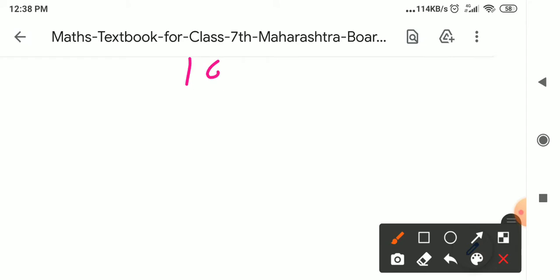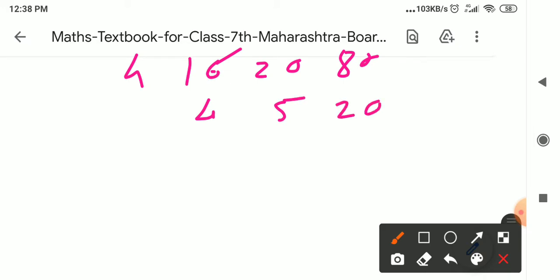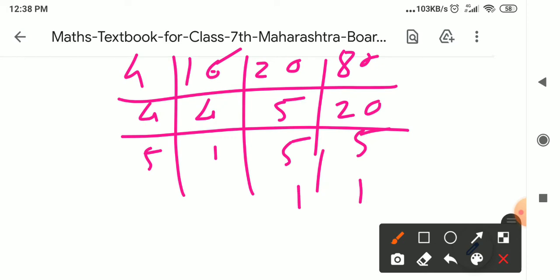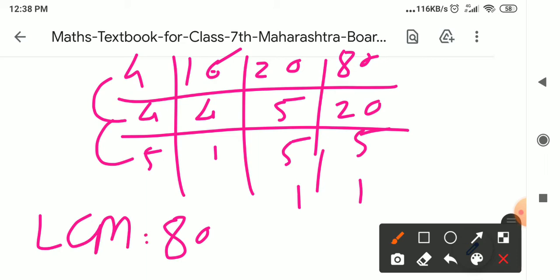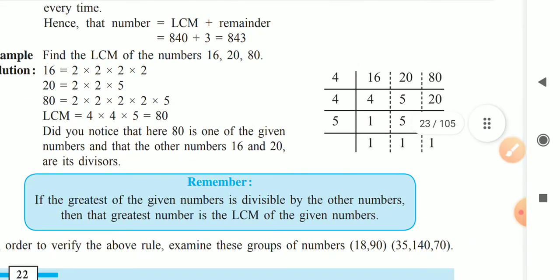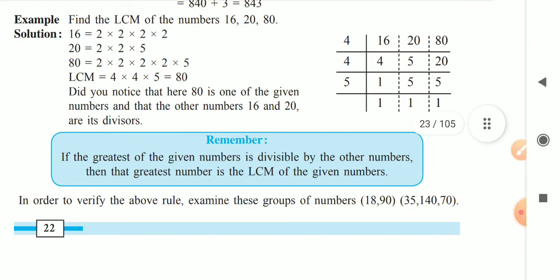16, 20 and 80. Okay, so 4 4s are 16, 4 5s are 20, 4 2s are 8 and 0. Now 4 1s are 4, 4 5s are 20. Now here 5 is common, so 5 1s are 5. So 4 4s are 16, 16 5s are 80, which is the LCM of 16, 20 and 80. So this is the application when we have to find the LCM of the numbers. If the greatest of the numbers is divisible by the others, the greatest number is the LCM.